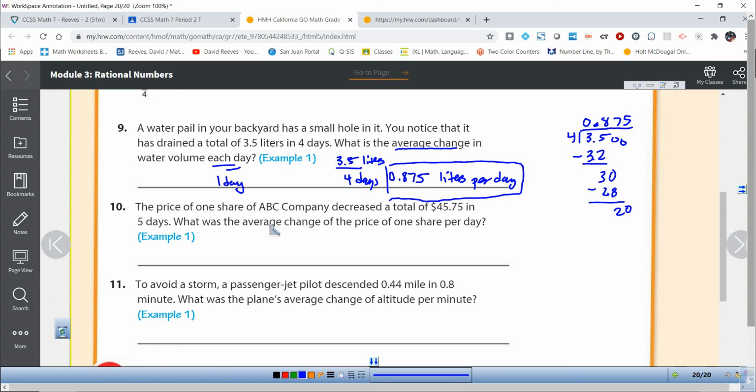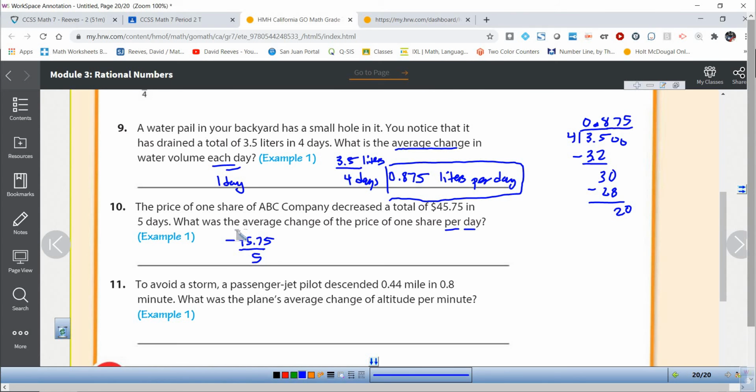All right, what about number 10? The price of one share of ABC Company decreased by a total of 45.75. So negative 45.75 in 5 days. All right, what was the change of price per day?